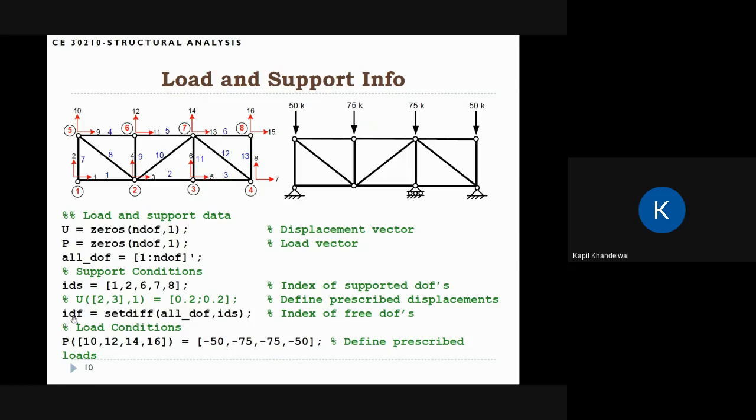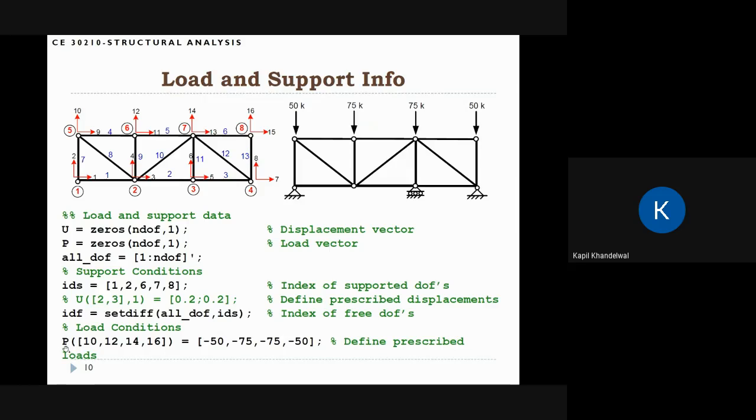And then I find the index of free degrees of freedom. So IDF is all the free degrees of freedom. And this is the set difference of all degrees of freedom. From all degrees of freedom, we are going to subtract the supported degrees of freedom. This is how we are going to find the free degrees of freedom. And finally, you can see that in this case, there is no support settlement. For example, none of the supports are allowed to move. So if there is a support settlement or if there is a prescribed displacement, we can go ahead and define some U values. For example, in this case, this line is commented, but we can put some non-zero U's for a given degree of freedom if needed.